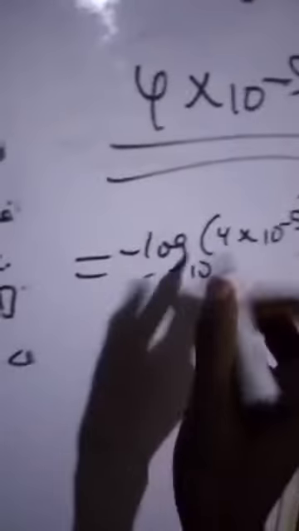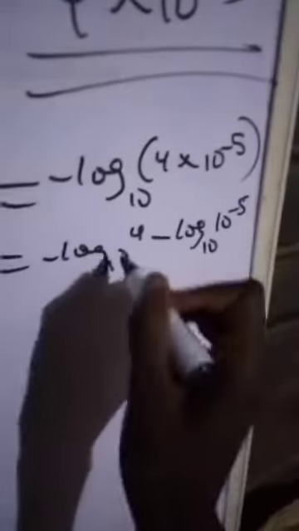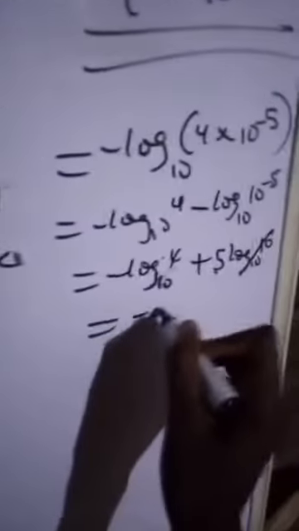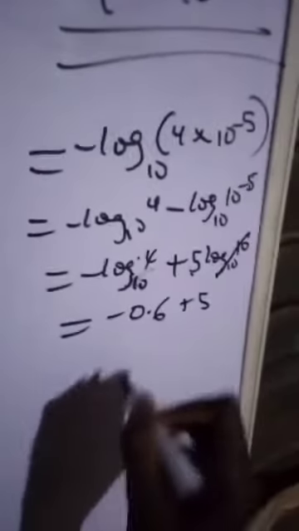If you want to cross check, just put it in minus log base 10 of 4 times 10 raised to power minus 5. Open the bracket: minus log base 10 of 4, minus log base 10 of 10 raised to power minus 5. We have minus log 4, pardon my writing. Then minus 5 will come to the front. That will be plus 5 log base 10 base 10. I've explained that minus 1 times minus 5 is plus 5, so this cancels out. What's minus log 4? That's minus 0.6, plus 5. 5 minus 0.6 will give you 4.4. So that's a check.